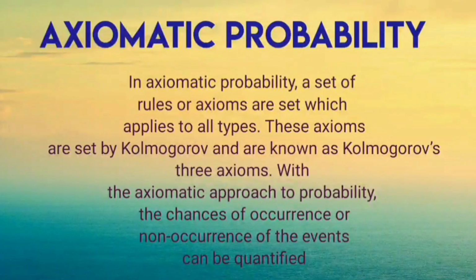Axiomatic probability. In axiomatic probability, a set of rules or axioms are set which applies to all types. These axioms are set by Kolmogorov and are known as Kolmogorov's three axioms. With the axiomatic approach to probability, the chances of occurrence or non-occurrence of the events can be quantified.